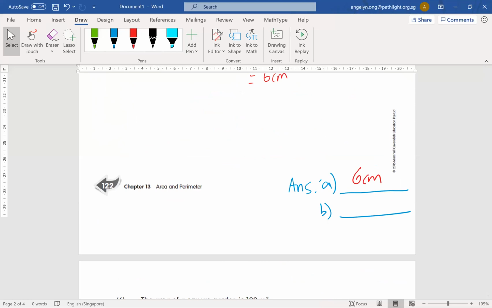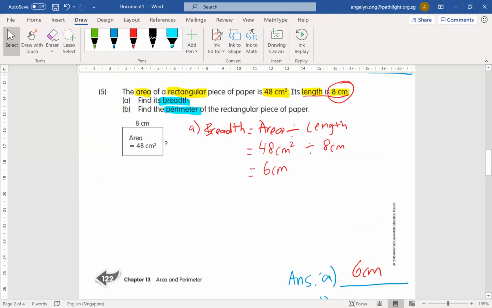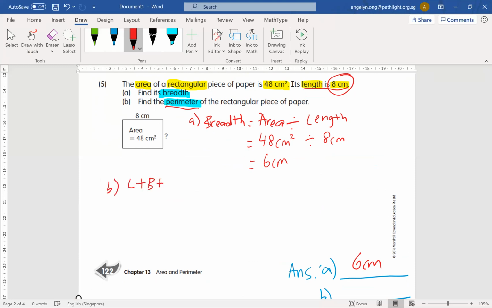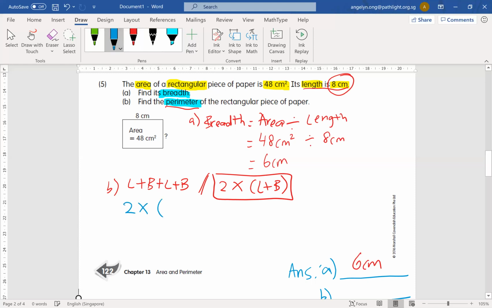Then let's move on to the next part. Next part is to find the perimeter. How do we find perimeter of rectangle? We can take L plus B plus L plus B, or we can take 2 times of length plus breadth. Okay, so let's do this one. 2 times length plus breadth.